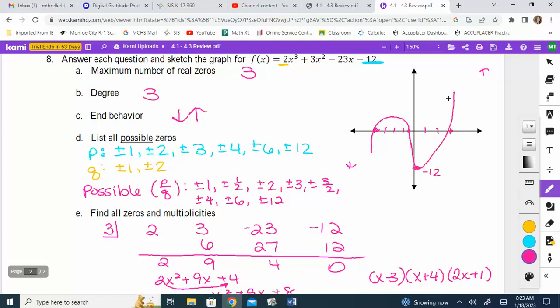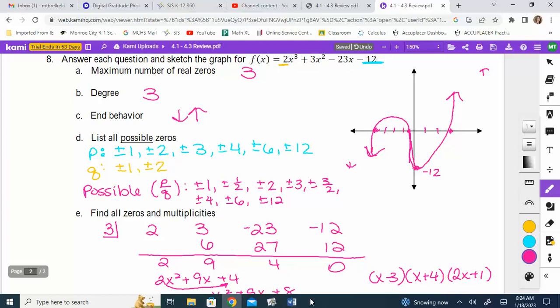Do we always bounce in our y-intercept? You're not really bouncing, you're just going through it. Now it could come down and come back and hit it or something like that too, but you're just going through that. So our graph looks something like this.